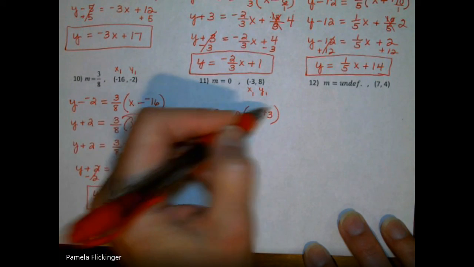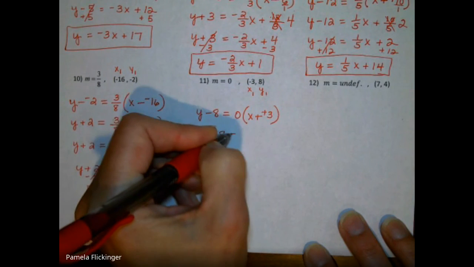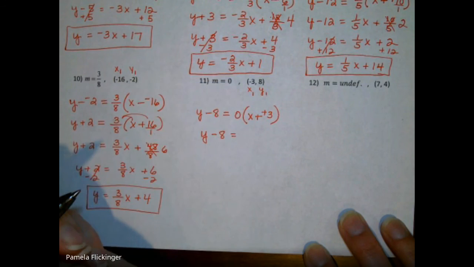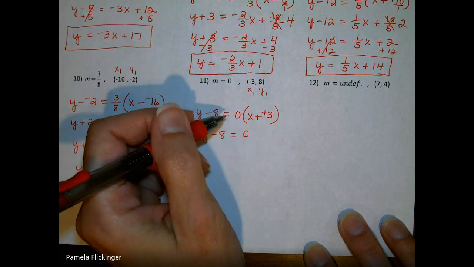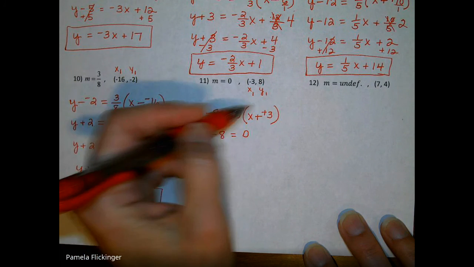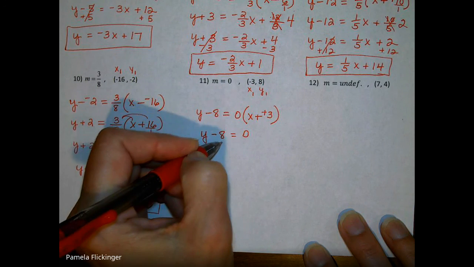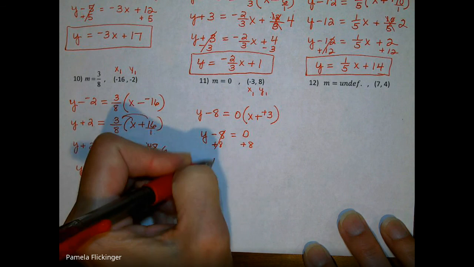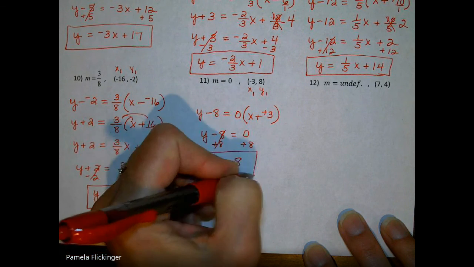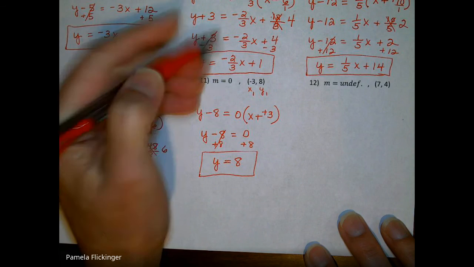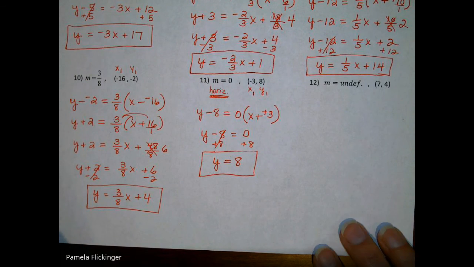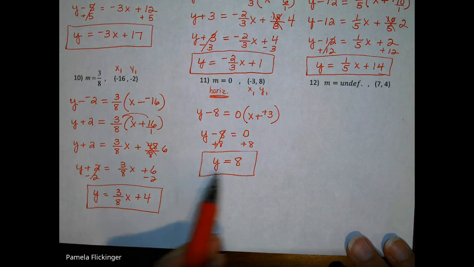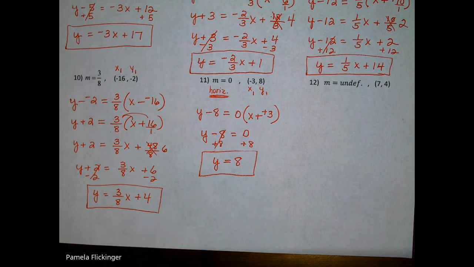Now, when you distribute 0, what's going to happen? 0 times anything, even a whole quantity, just becomes 0. All right, don't just cross out that side and leave it blank. It actually equals the number 0. And then the last thing we need to do is just add 8. So our equation is y equals 8. And that should make sense because if the slope is 0, we know this is a horizontal line. And horizontal lines run through the y-axis. So our equation should be y equals a number. And that's what we got.